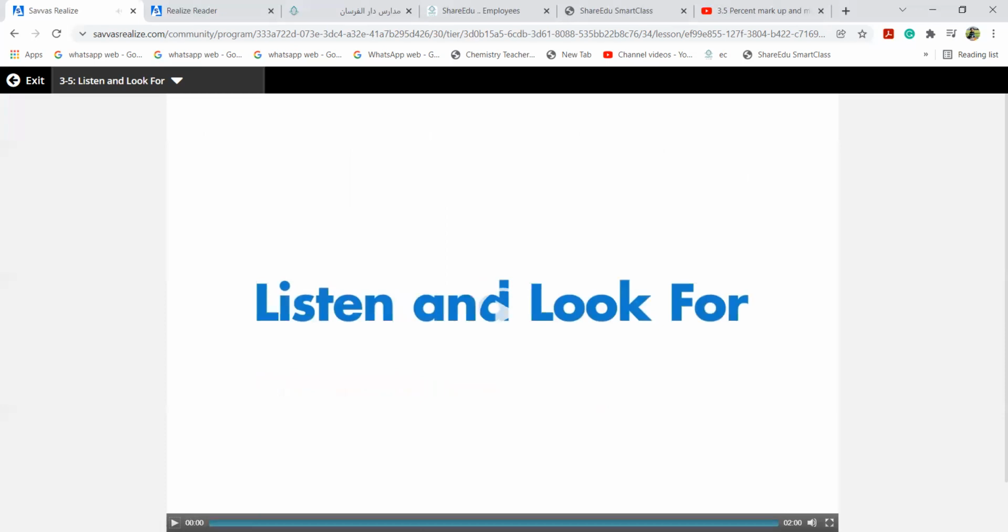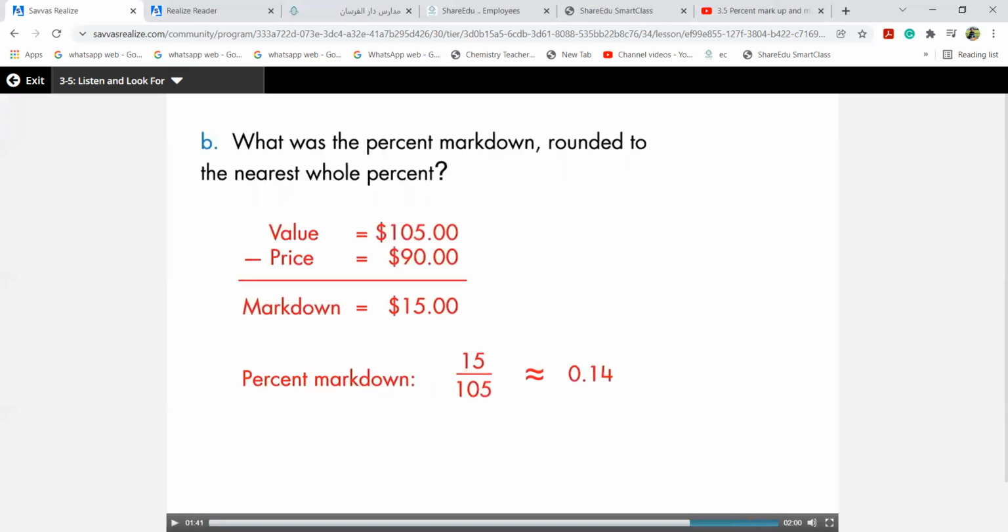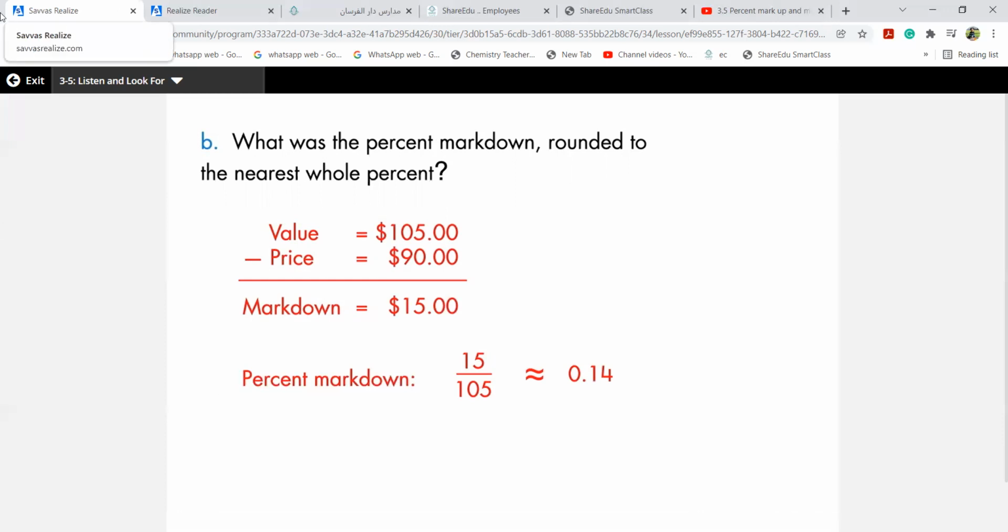Yes, tell me, what did you get? Do again. 15 divided by 105. Look at here. Yes, then when you multiply by 100, you get 14%. Right? Just 14 is enough, 14%.